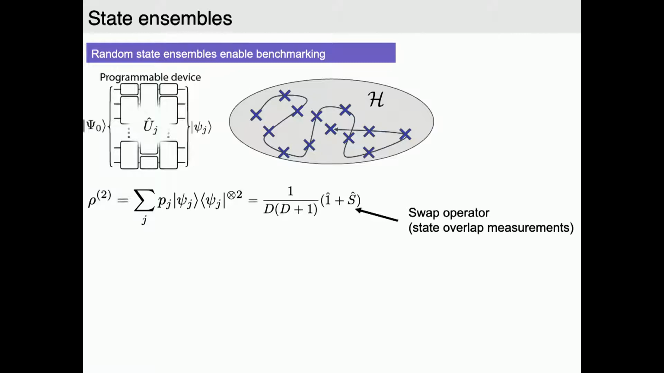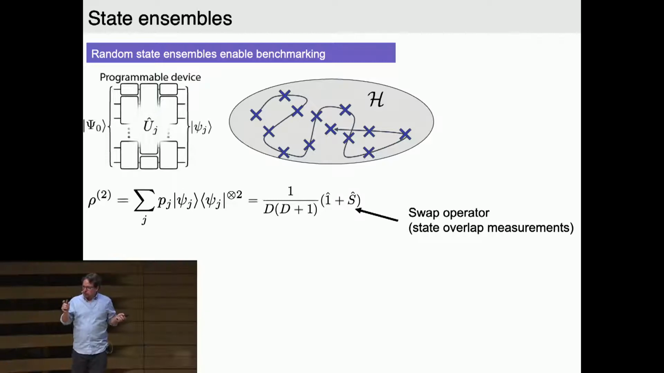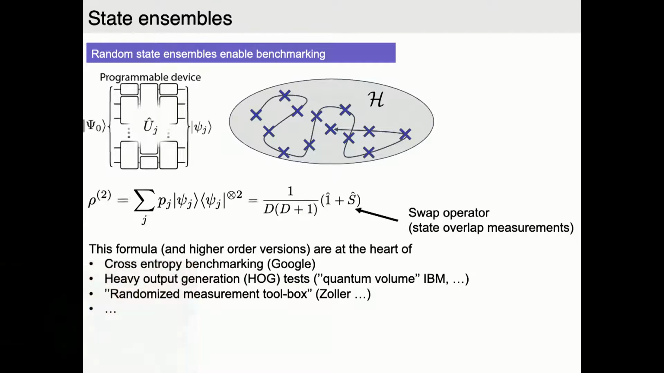And if you do a little bit of many-body physics, you know that swap operators can be used to do measurements, state overlap measurements specifically. And this formula by itself is really at the heart of very many different protocols that are used these days. So it's at the heart of cross-entropy benchmarking that Google is using, heavy output generation tests that enter into quantum volume definitions from IBM, the randomized measurement toolbox that Peter and Rainer have been using, ion traps, and a few more. It's essentially always the same kind of tricks. So in essence, if you have a randomized state distribution of random unitaries, you can do benchmarking. The issue here, however, is that it requires some explicit randomization of the dynamics.